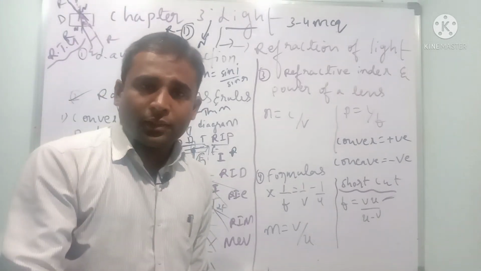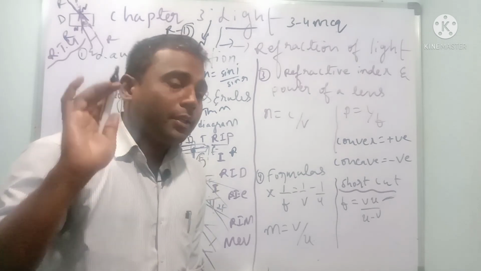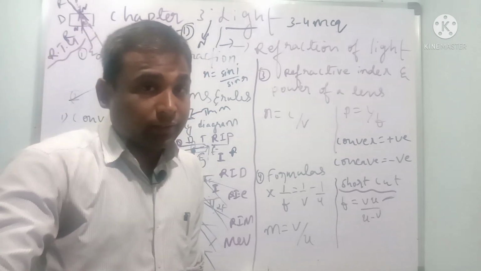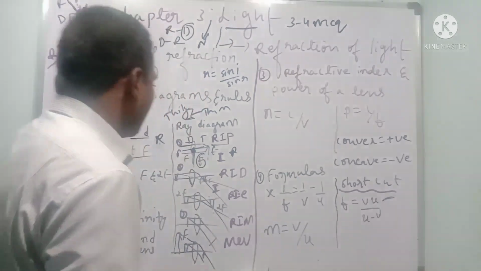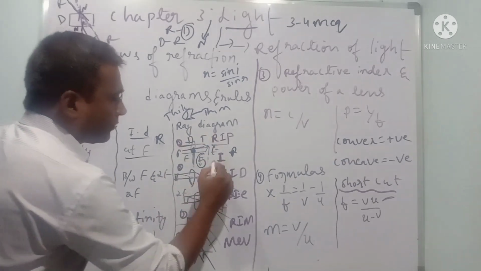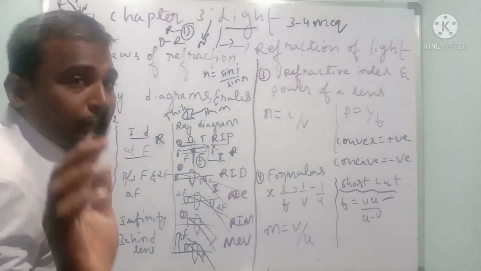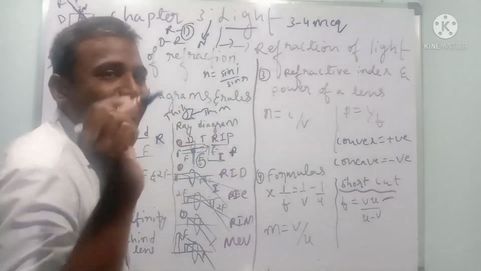We can see the image and we can take it on the screen. But if we cannot take it on the screen, that is a virtual image. We can see it but we can't take it on the screen. So when the object is at infinity, the image will be at F. So the nature they will ask you, children, is RIP: real, inverted, point size.